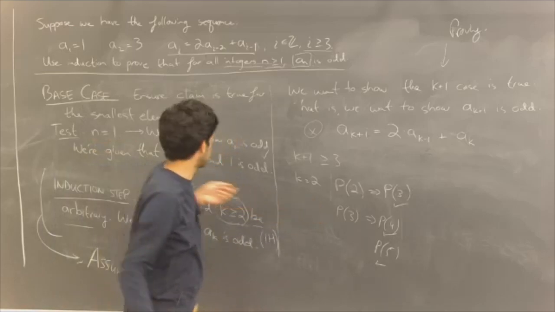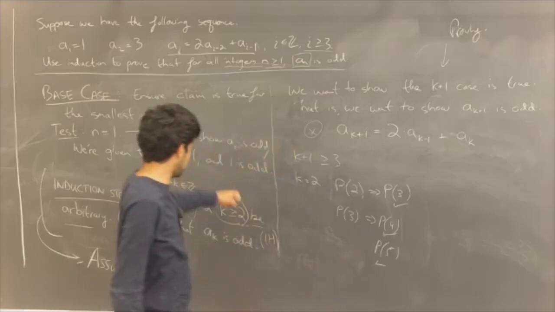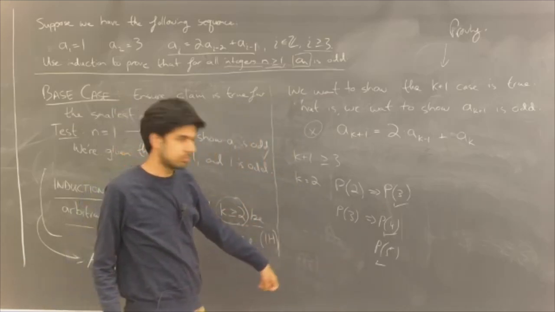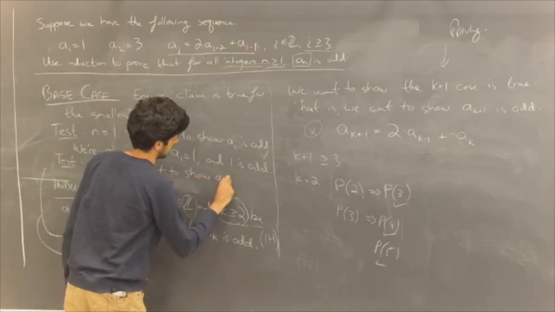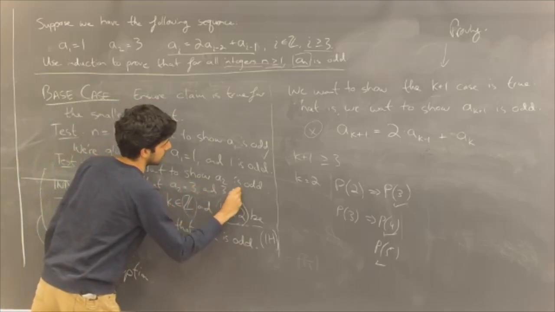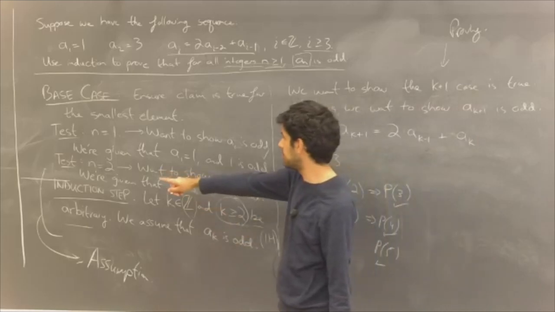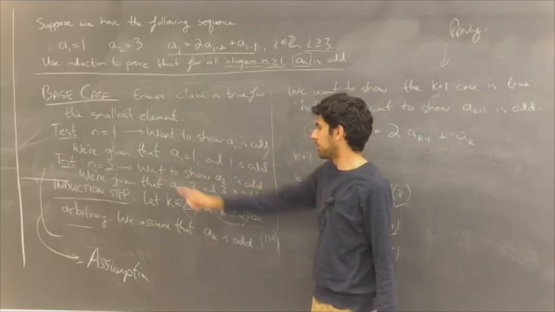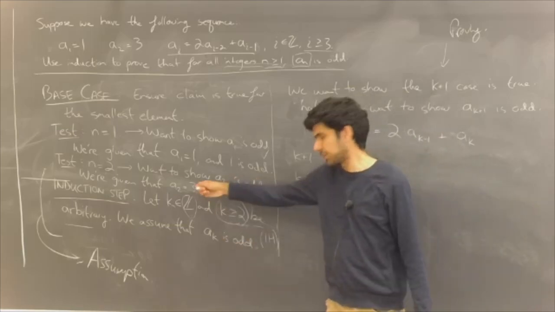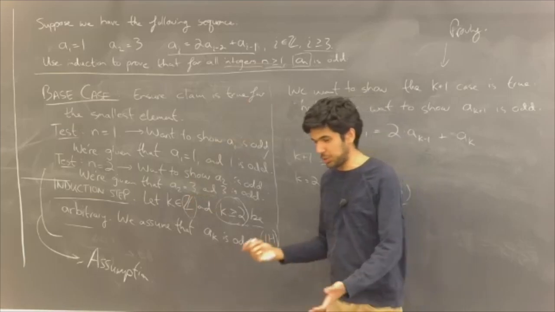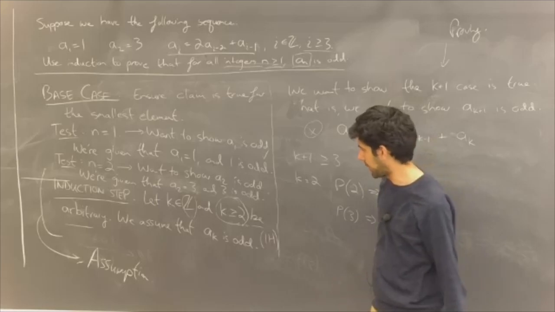We did n equals 1. Why not do n equals 2? Because then the base case will match the bound. So let's do that. And it's very similar to n equals 1. When n equals 2, we want to show a sub 2 is odd. We're given that a sub 2 equals 3, and we know that 3 is odd. If you want it to be really good, you could say 3 equals 2 times 1 plus 1, but I ran out of space and I didn't feel like writing that.